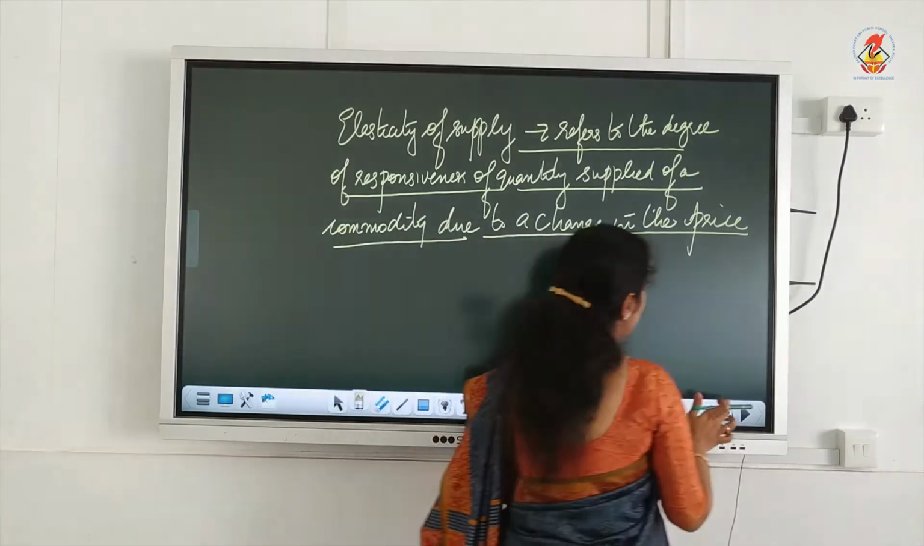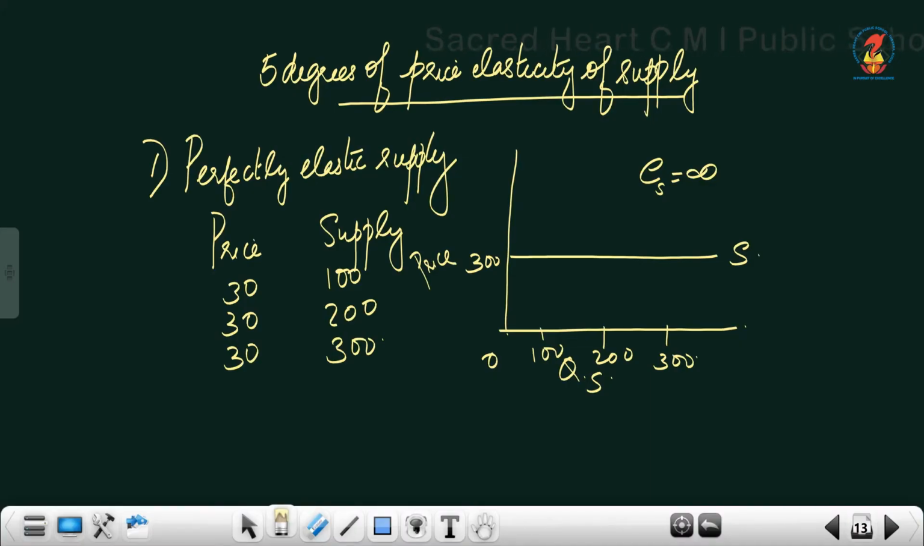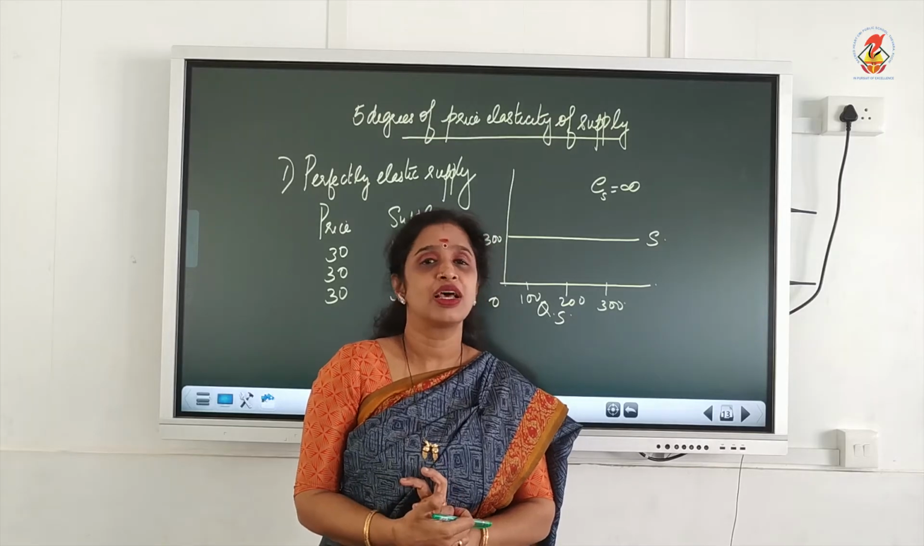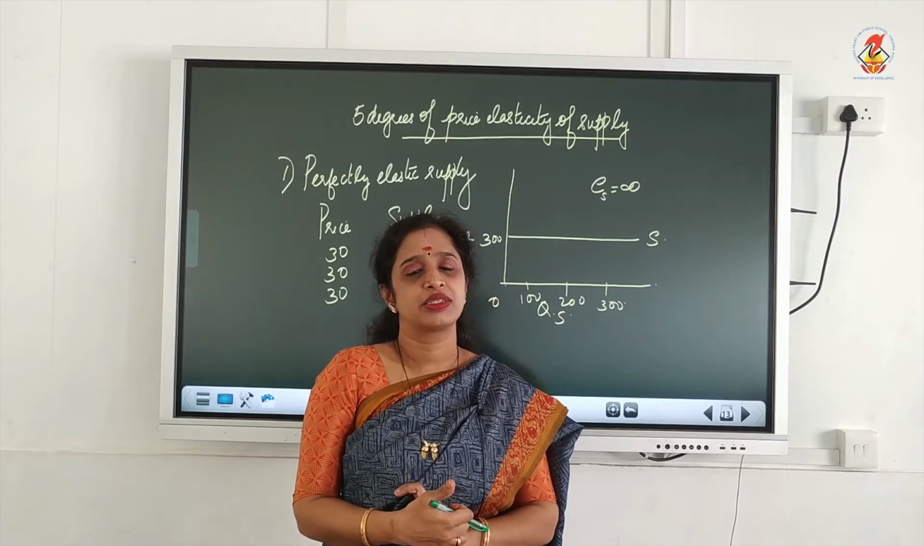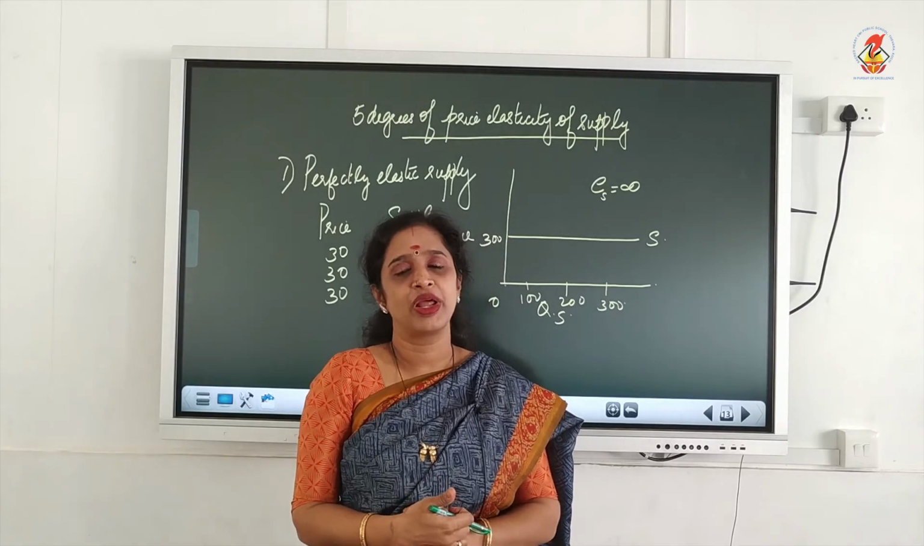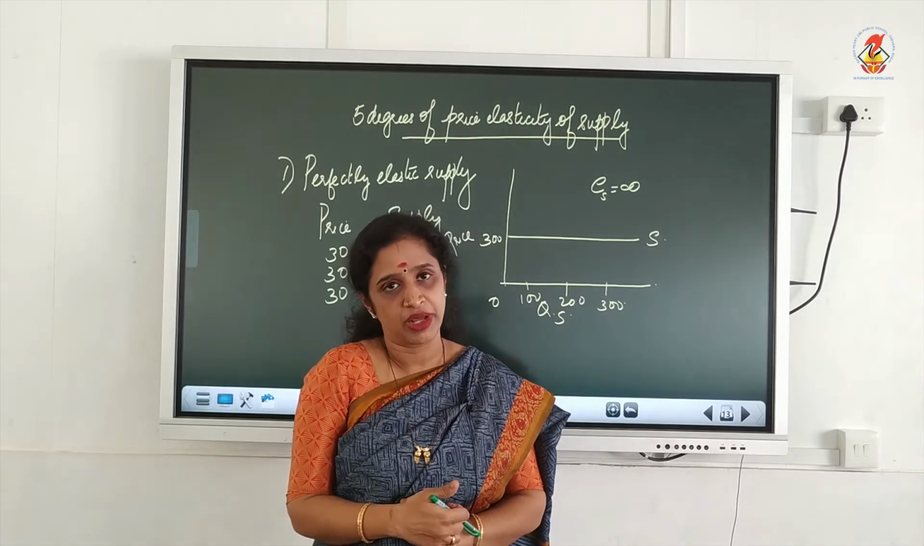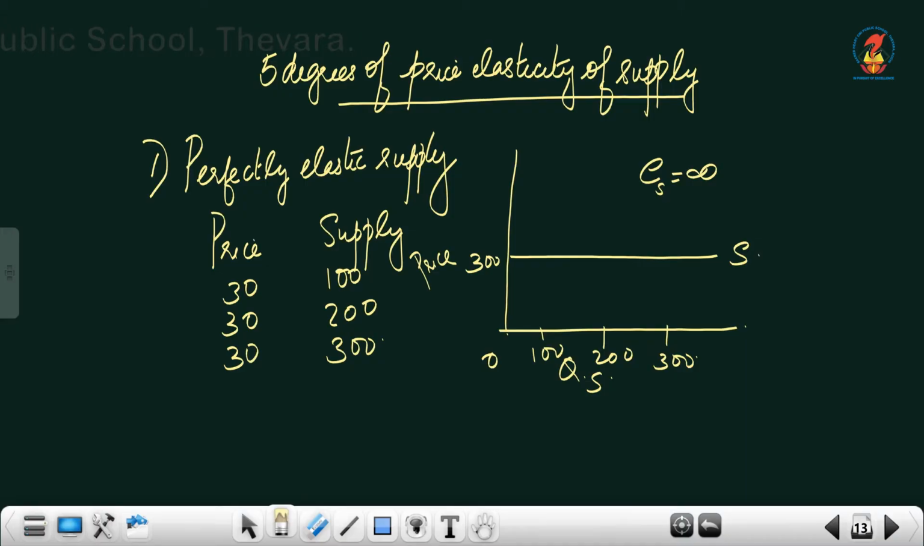Now, just as we have learned for the demand, there are 5 degrees of price elasticity of supply. They are perfectly elastic supply, perfectly inelastic supply, unitary elastic supply, more elastic supply, and less elastic supply. Now let us see the first one, perfectly elastic supply. What is a perfectly elastic supply? Let us see with the help of an example.